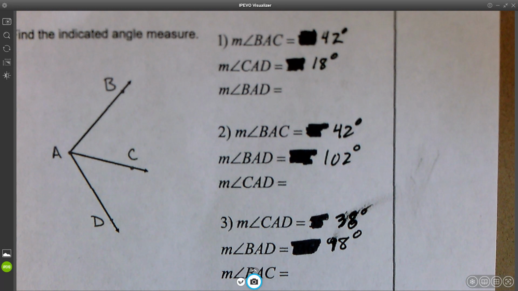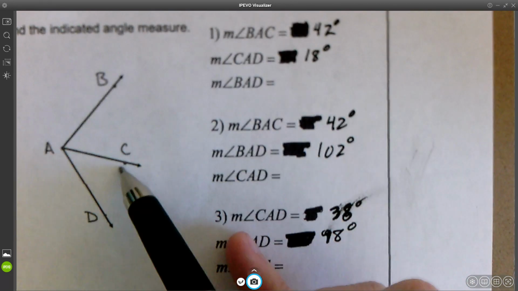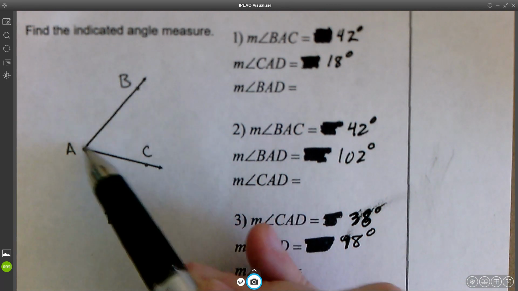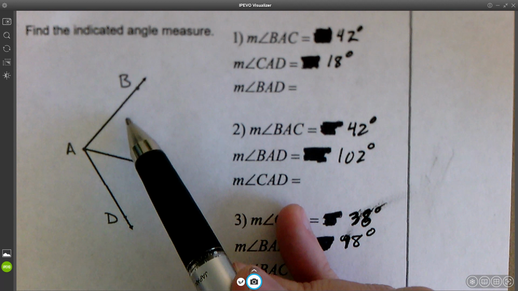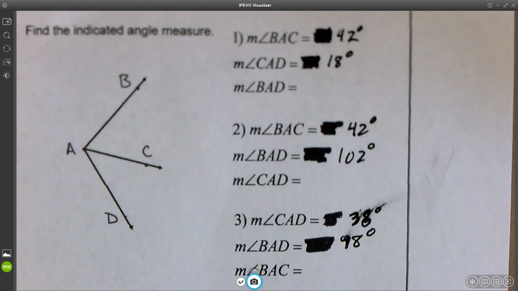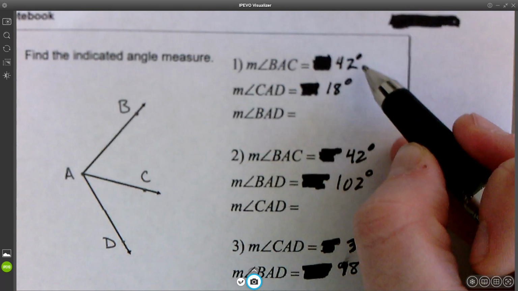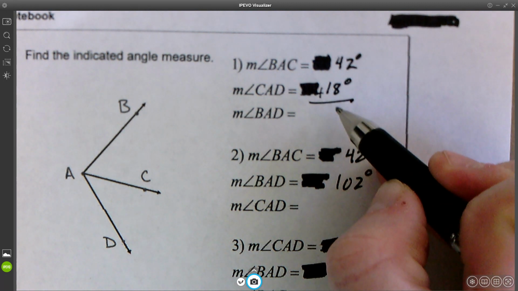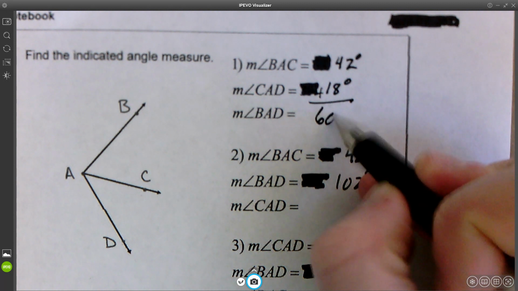Okay, so looking at Monday's work, this is pretty much the same thing as what we did last week, except we're using angles instead of line segments. So BAC and CAD add up to BAD. Small plus small equals the big. So 42 plus 18 is going to give us 60 degrees.